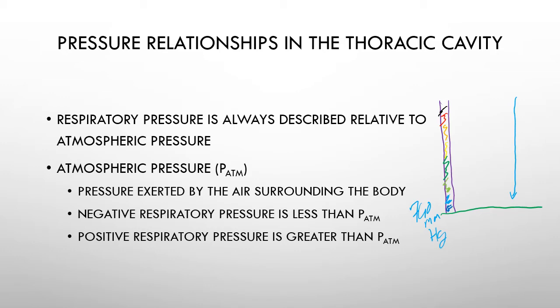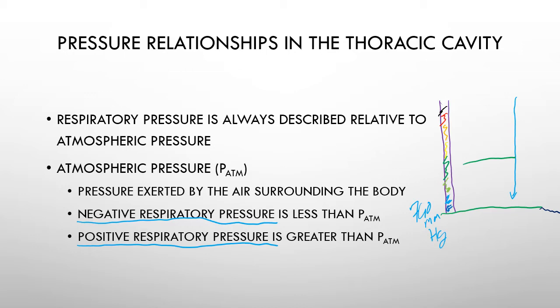The higher up we go in elevation, there's less of that column pushing down on us, so our atmospheric pressure is lower. The further down we go, the closer we get to sea level, the more of that column there is above us, and that's where we have this change in the pressures. We're going to have to change the pressure inside our lungs in order to bring air into the lungs, and when we do that, we're going to have a negative respiratory pressure. To get the air to move out of the lungs, we're going to have a positive respiratory pressure. This is going to change those pressures.